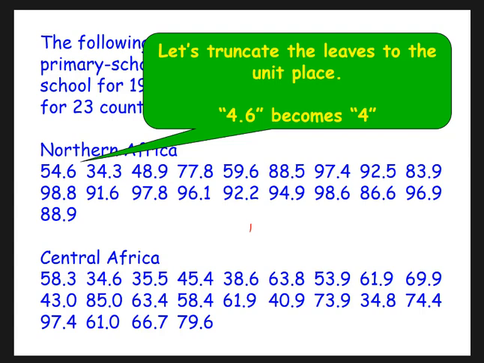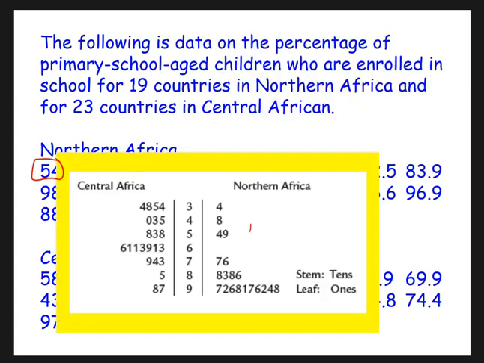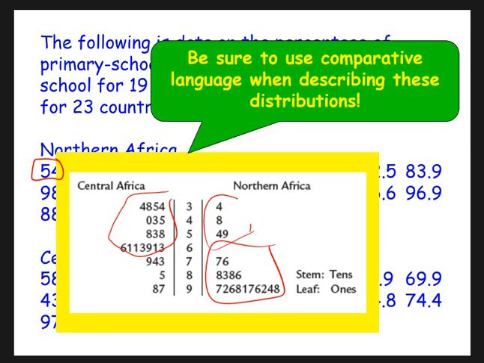You can round if you would like. It's totally fine. You just have to make sure you specify that in the graph, whether the numbers were rounded or truncated to the nearest one. But like we said before, we really can only display 2 digits on the stem and leaf plot. The first digit is the stem, the second digit is the leaf. So there's our comparative plot, and we can see in Central Africa, a lot more lower numbers than in Northern Africa. Northern Africa has a lot more high numbers.